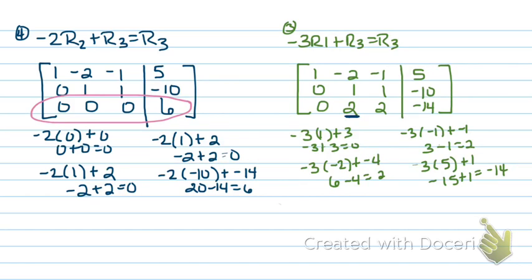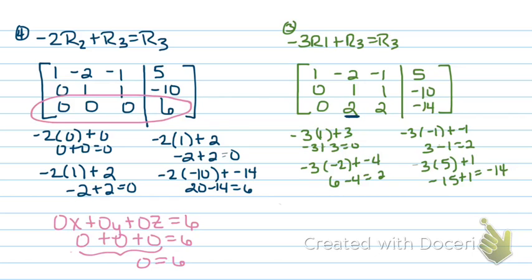If I wrote it out, this would say that 0x plus 0y plus 0z equals 6. Well, 0 times anything is 0, so 0 plus 0 plus 0 equals 6. And when you add those, you get 0 equals 6. Is that true? Of course it's not true. So since it's not true, that means this one has no solution.